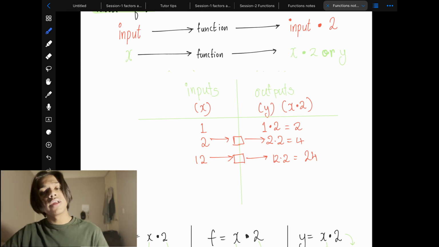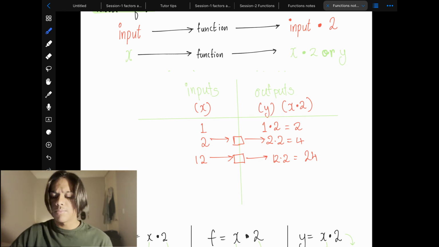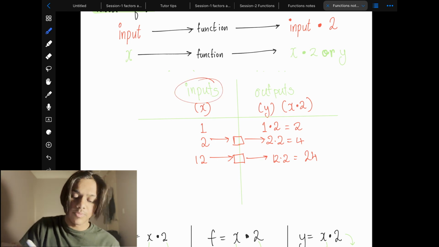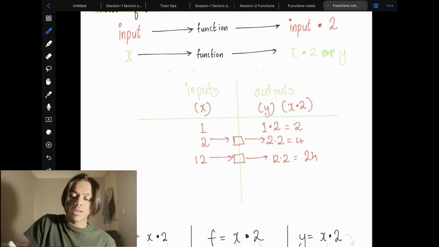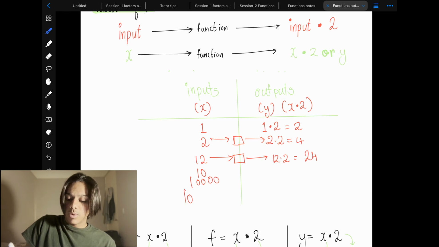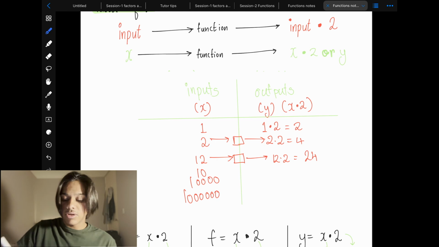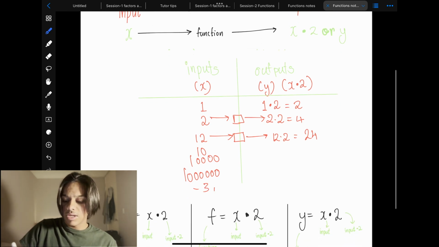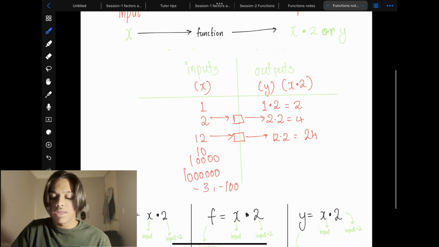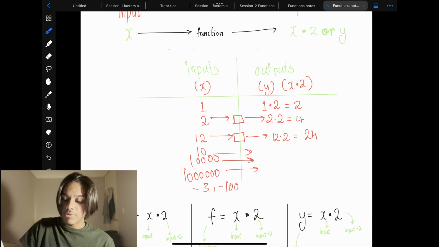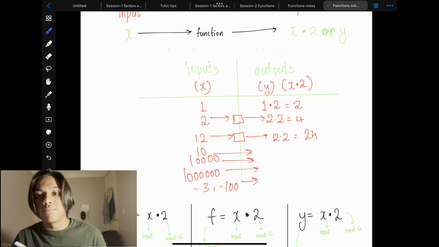And notice here, there is no limitation of what number I have to put in as inputs. I can put any number. I can put 10, I can put 10,000, I can put 1 million, and it will work. There's no limitation. I can also put negatives, such as -3, -100, and anything, and it will have its respective output, which is multiplied by 2.